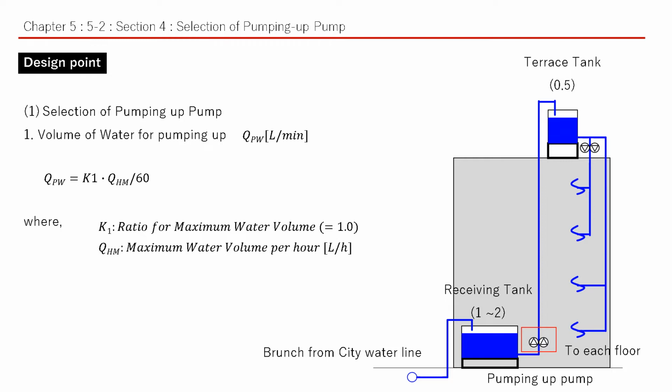We will proceed with pump selection. First, selection of pumping up pump. It will pump up water from the receiving tank to the terrace tank. We will decide the volume of water from maximum water volume per hour, and decide the volume as QPW.